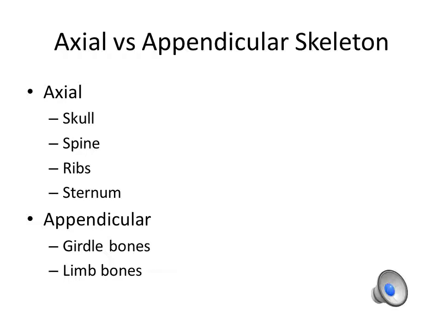The appendicular skeleton also consists of the limb bones, which are the upper extremity bones, including the humerus, ulna, radius, wrist, and hand, and the lower extremity, including the femur, tibia, fibula, and foot. Be sure that you are able to identify the bones or groups of bones of the axial and appendicular skeleton on yourself or others.